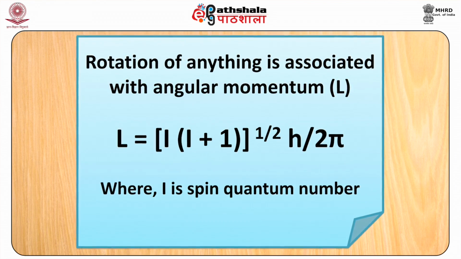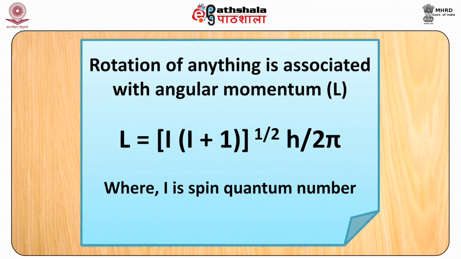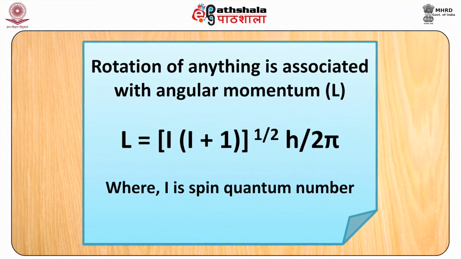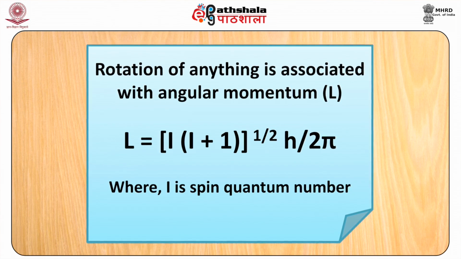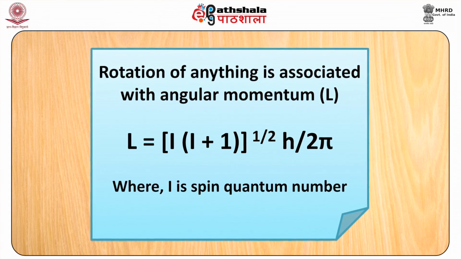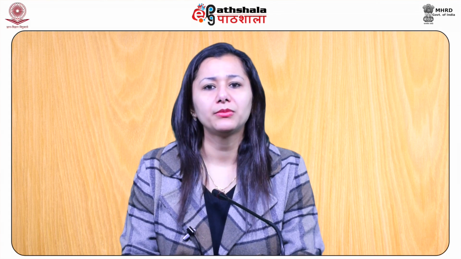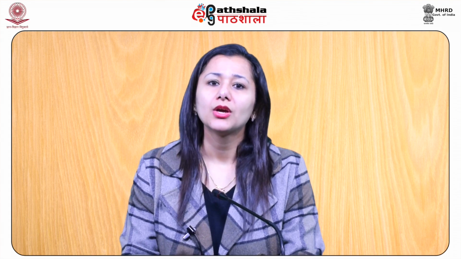Rotation of anything is associated with angular momentum, abbreviated as capital L, that is L equals the square root of I into I plus 1, into h by 2 pi, where I is the spin quantum number. According to quantum mechanics, L cannot have any arbitrary value but can point only along certain directions, which is called the space quantization of angular momentum.